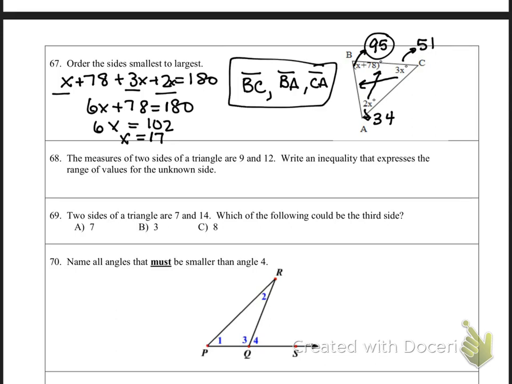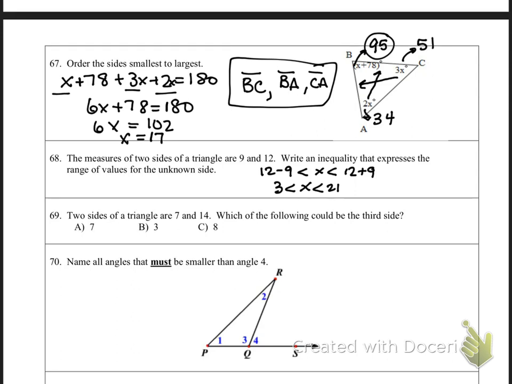Okay, 68, the measures of 2 sides of a triangle are 9 and 12. Write an inequality that expresses the range of values for the unknown side. Well, to do this, all you're going to do is 12 minus 9 is less than x is less than 12 plus 9. Well, 12 minus 9 is 3, and 12 plus 9 is 21. So that means the unknown side length has to be between 3 and 21.